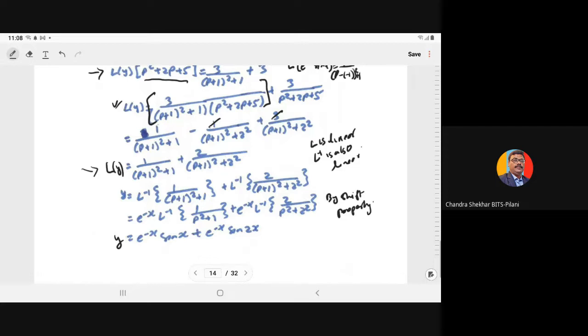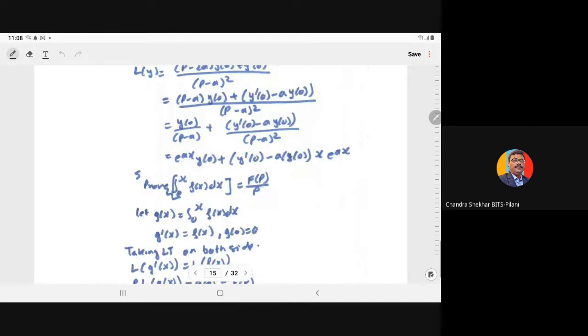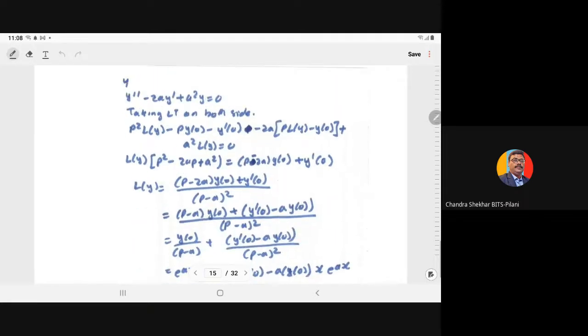Any doubt? So that is the application of Laplace transform for solving the differential equation.